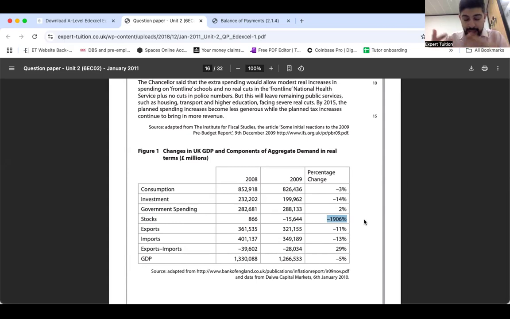Now, if they spend less, yes, they will spend less domestically, but they will also realistically spend less from abroad. Therefore, imports are likely to go down, and they do. They go down by 13%. Hence, the UK current account may actually improve. That's the analysis. It's number one.